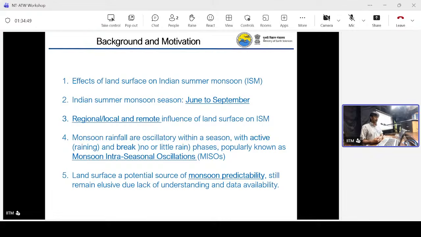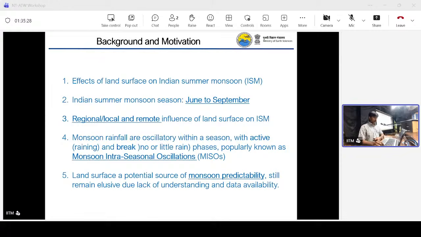And also I will add here how the remote land surface processes affect monsoon through atmospheric bridge or teleconnections. And just so everybody knows, monsoon rainfall is not a continuous event. It comes as a pulse. It is an oscillatory phenomenon within the season, which are called active and break phase. Active means when you have a rainfall phase, and then when you have no rain or little rain, that is the break phase, and we call it monsoon intraseasonal oscillation.